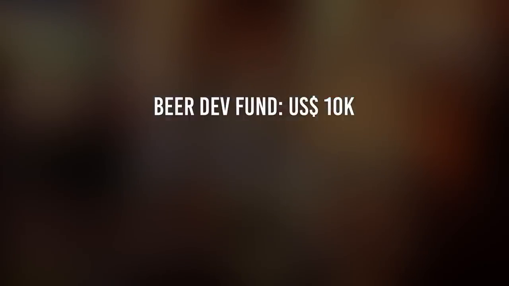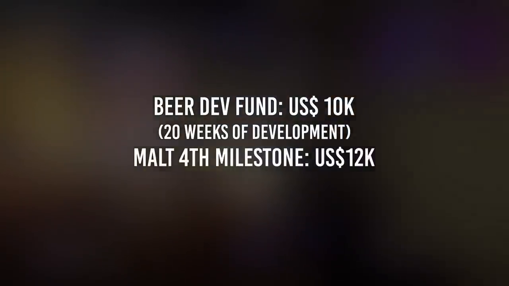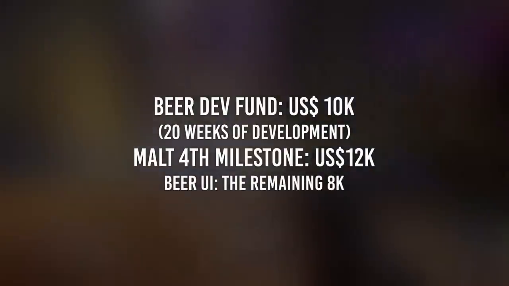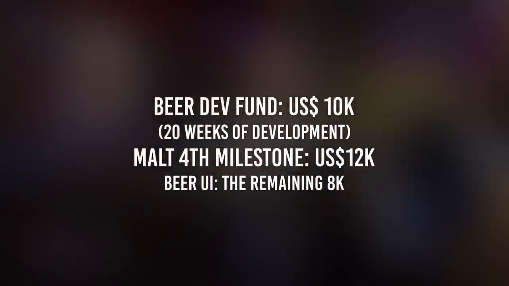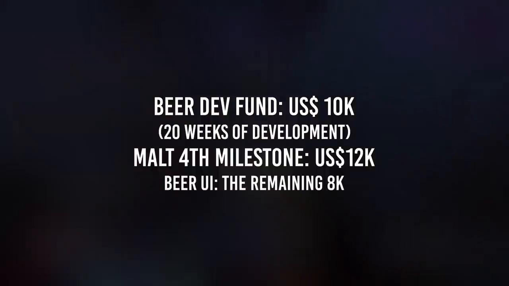Beer is only made possible by the people funding the development. Right now, we have about $10,000 in the fund. And that means we have funding for roughly 20 weeks of development. We still have to get the fund to around $12,000 to reach the fourth milestone. Anything over $12,000 will be used for Beer UI development. To reach the funding goal of $20,000, here are a few blend files that we think you'll love.